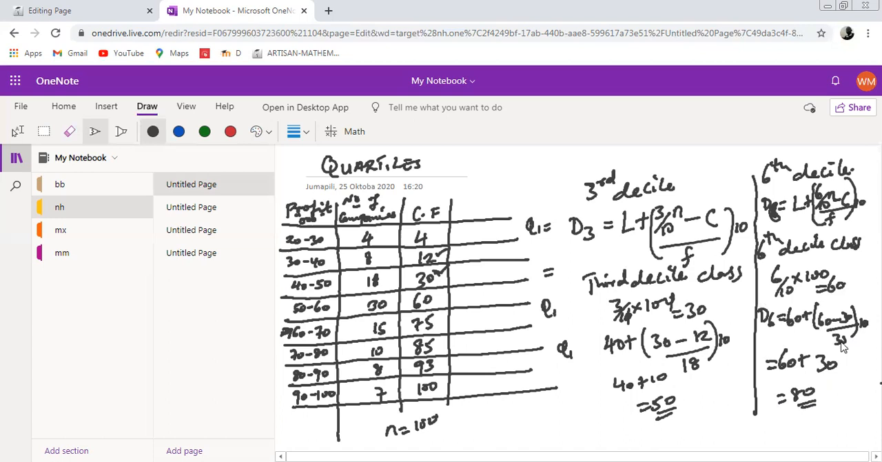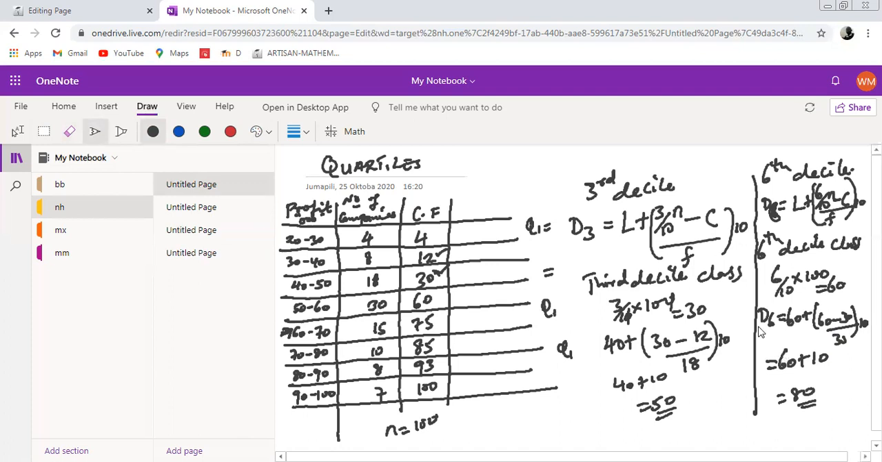Is it really 80? Sorry. We have this here, so this is 30. 60 minus that is 30. 30 divided by that is 1. 1 times 10 is actually going to be 10. Sorry for that. So this part here is going to be 10.